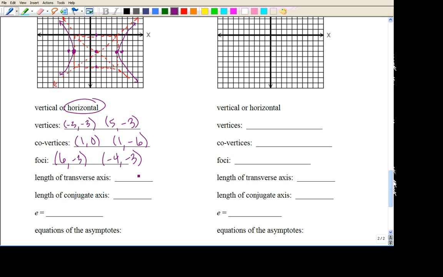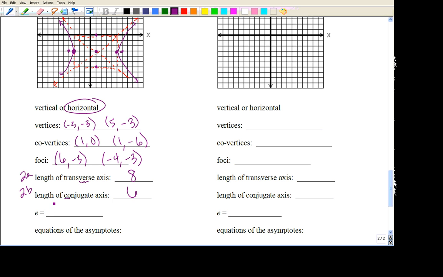Now the length of the transverse axis, remember that's the distance between the vertices. If the measurement from the center to a vertex is a, the length of the transverse axis is going to be 2a, like the major axis was. So we have 8, because a was 4, so 2a is 8. And the conjugate axis goes between the co-vertices, and that'll be 2 times b, so that's 6.